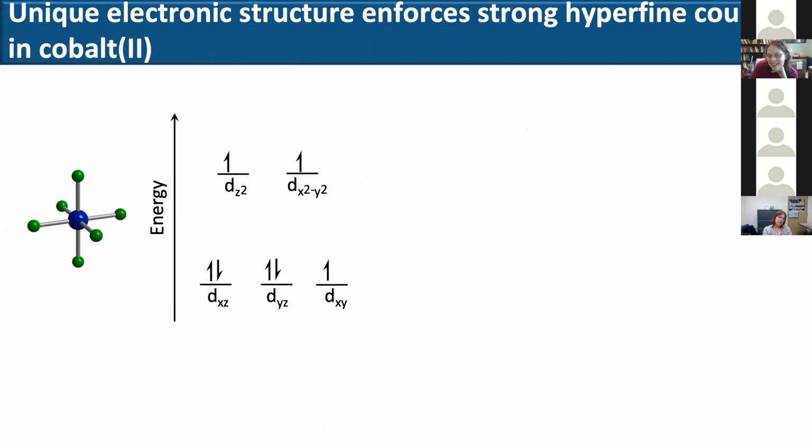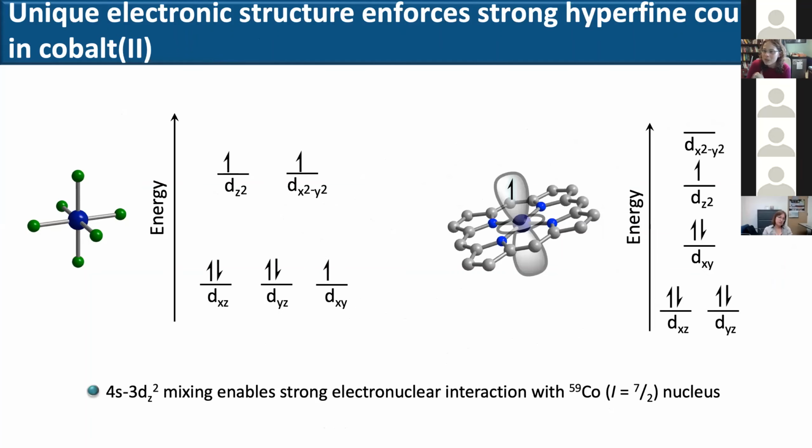And if I was giving this talk to a biology audience, I would tell them that we did this the same way biologists solve their problems, which is by putting it in a porphyrin. They don't think that's funny. Okay, so we took the cobalt and put it in a porphyrin.